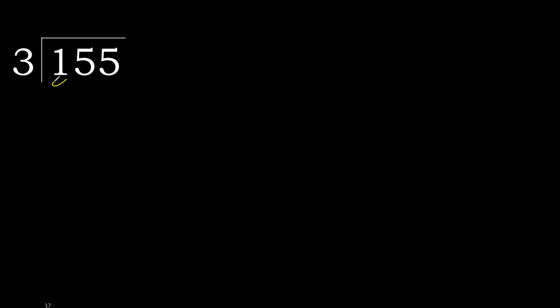155. 1 is less, therefore next. 15 is not less, therefore with 15. 3, multiply by which number is nearest to 15, but not greater. 3 multiply by 6, 18. 18 is greater. Multiply by 5, 15. Is not greater, okay. 15 minus 15, 0. Next.